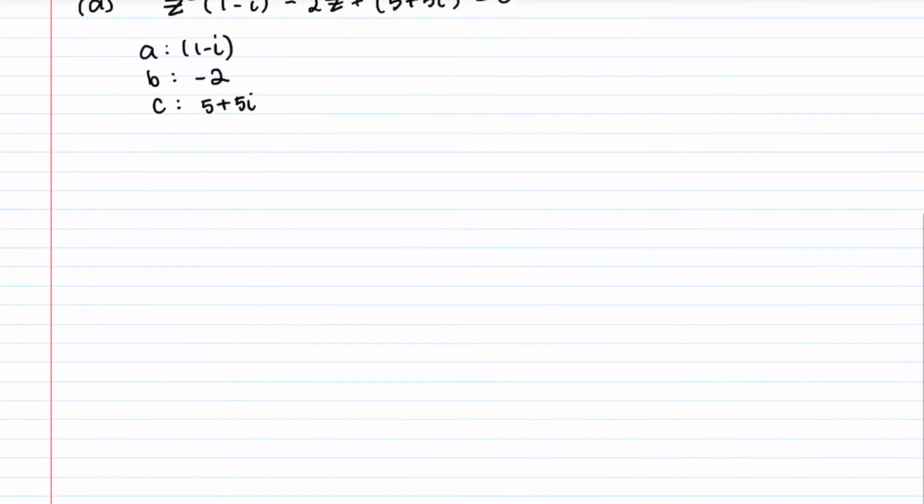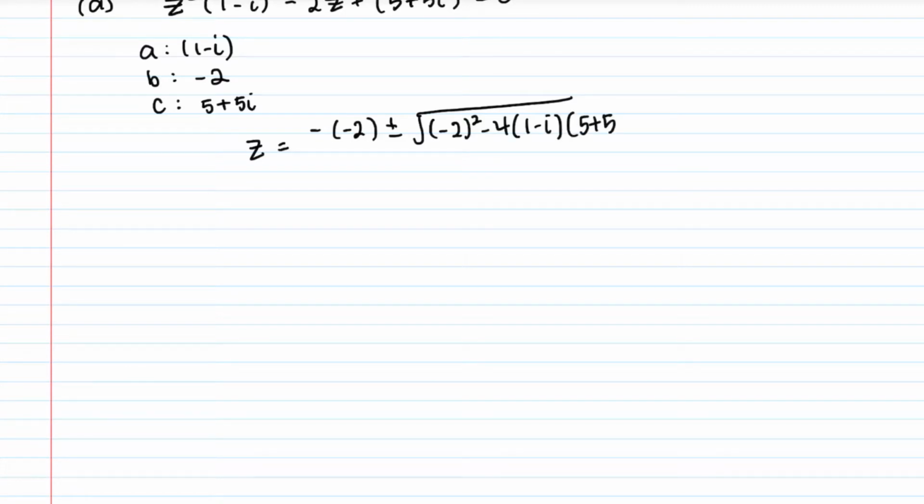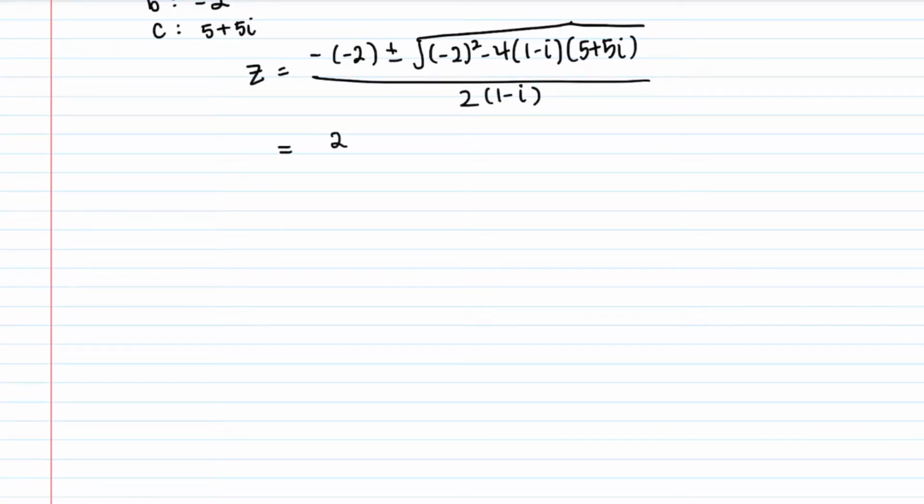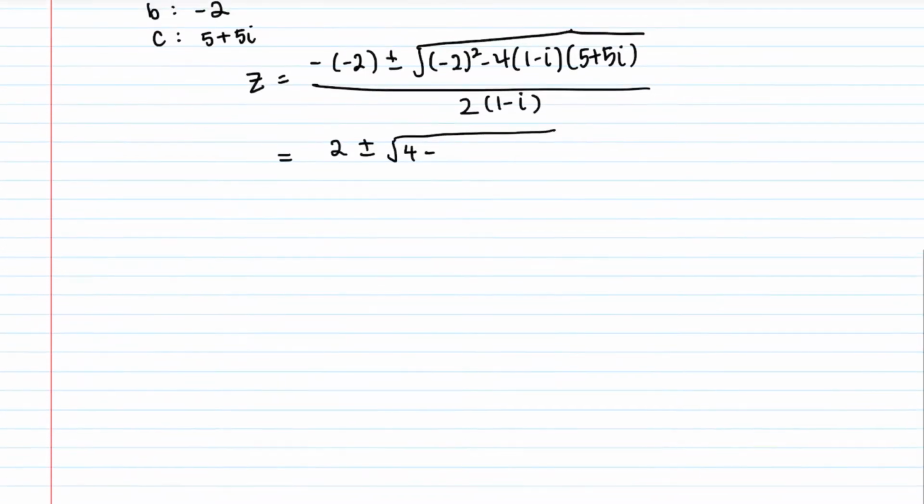If we're going to use these values, you have z equals minus b, which is minus minus 2, plus minus square root of b squared minus 4ac over 2a. Simple. Then after this, let's just solve this. Simplifying it, you get 2 plus minus square root of 4. Then I'm going to take out the 5, since 5 is a common number over here, so I'll just have minus 20 (1 minus i)(1 plus i) over 2(1 minus i).